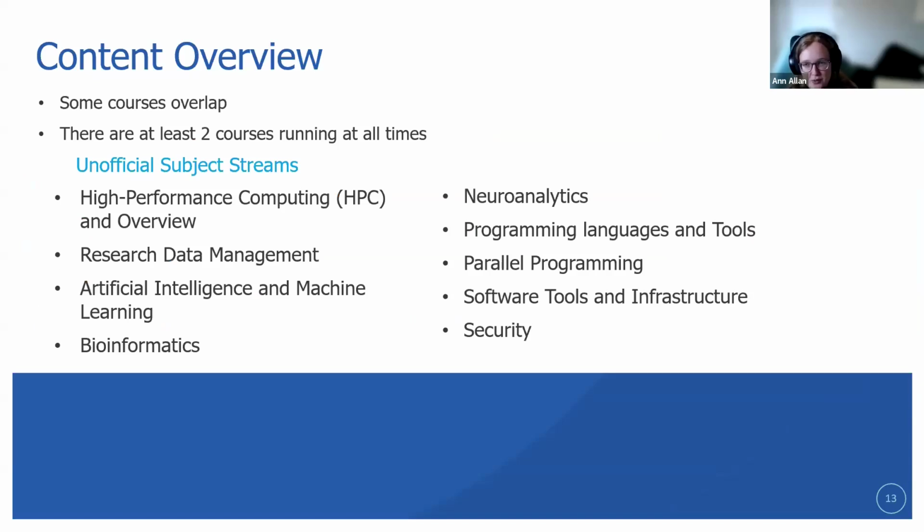So in case you're unfamiliar with the summer school content, there are at least 2 courses running at all times. We try to schedule courses by subject matter so that similar subjects are not running at the same time, but there are exceptions due to scheduling constraints. The current unofficial subjects are topics such as high performance computing, research data management, AI and machine learning, bioinformatics, neuroanalytics, programming languages and tools, parallel programming, software tools and infrastructure, and security.